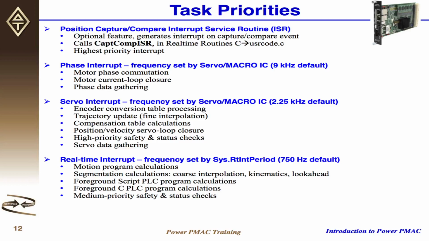Foreground script PLC program calculations occur here. We have background PLCs and foreground PLCs. The foreground C PLC programs, because there's both background and foreground C PLCs. And then the medium priority safety and status checks. And as we get into the actual registers that Power Pmac uses to control these items, we'll talk about them in more detail.